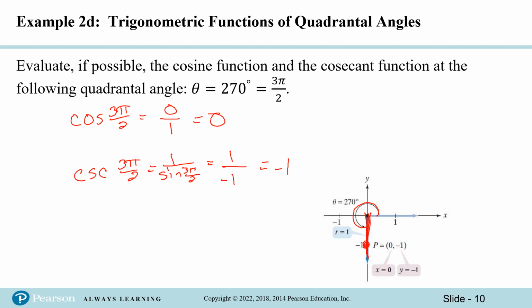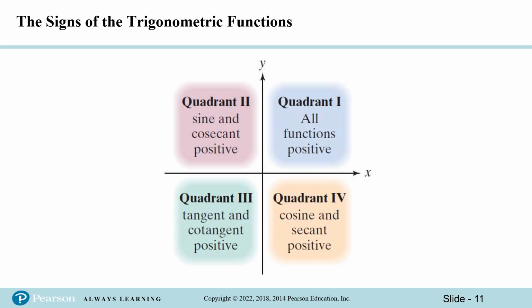I hope that's it, because that's getting kind of boring. Okay, what else we got? Okay, whether or not the trig functions are positive or negative, and which quadrants are they positive or negative?